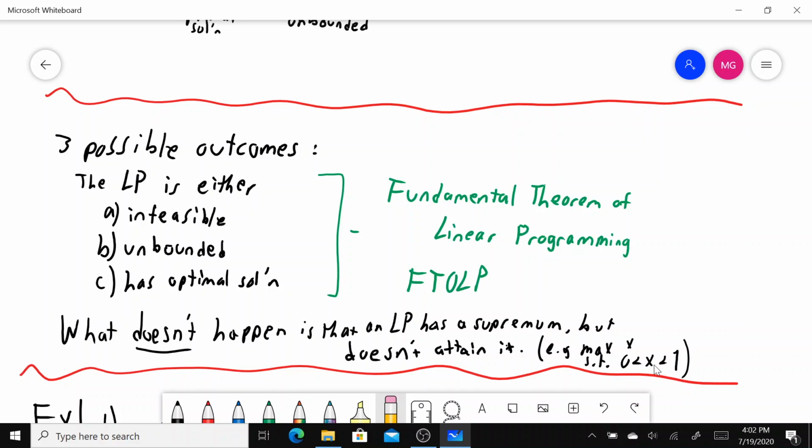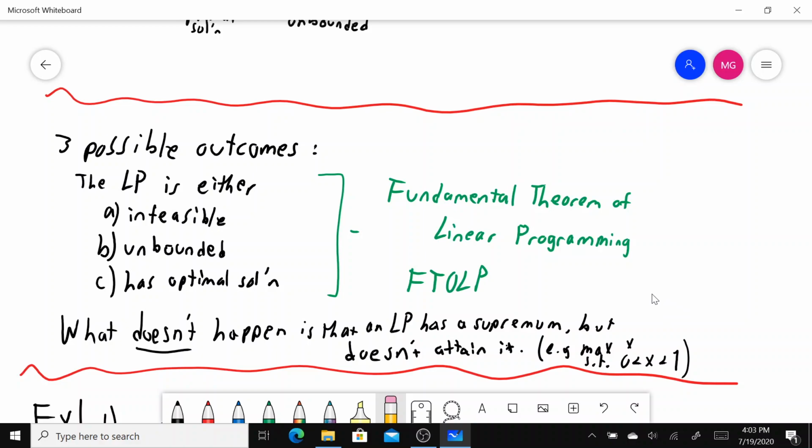And that actually justifies why in linear programming we had always insisted that you never allow strict inequalities. You only let there be less than or equal to, or greater than or equal to constraints. Those are the only types. And that avoids this situation where you have a supremum but never attain it. And so that guarantees that this fundamental theorem of linear programming is true. So that's why you always insist on less than or equal to constraints, not strict inequalities.